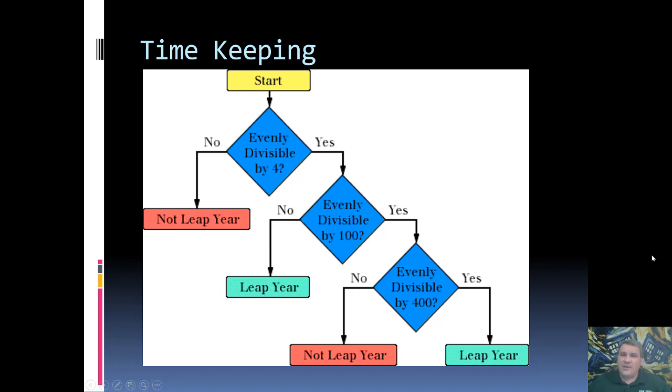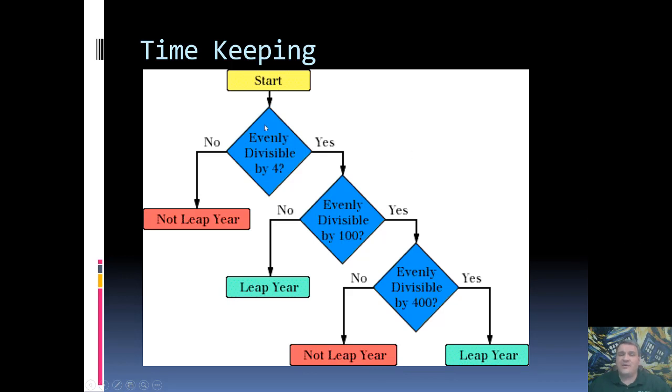Now let's do something a little bit trickier. The year 1700. Is the year 1700 evenly divisible by 4? Yes. Anything that ends in 00 is going to be evenly divisible. Is 1700 evenly divisible by 100? Again, yes. Is the year 1700 evenly divisible by 400? No, it is not. So the year 1700 was not actually a leap year. Okay, let's do one more.